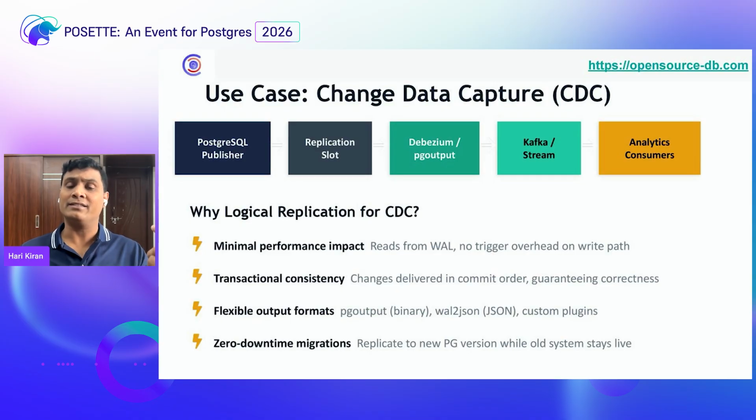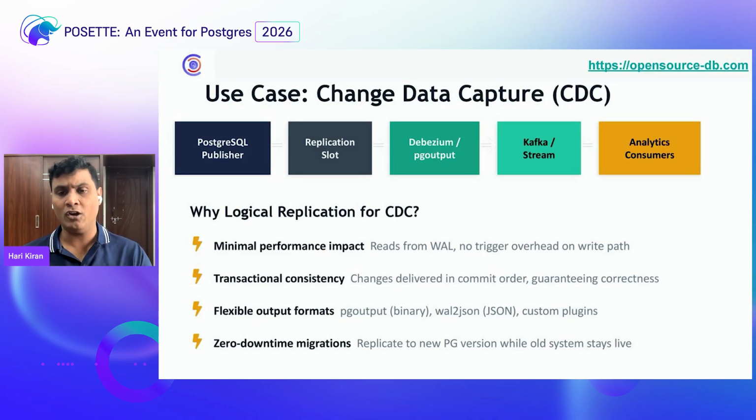Secondly, transactional consistency. Changes are delivered in commit order. You never see a child record before its parent. So for ACID compliance, you will never see a partial transaction. This is the guarantee that polling based or time based CDC approaches simply cannot give you. Third is flexible output formats.